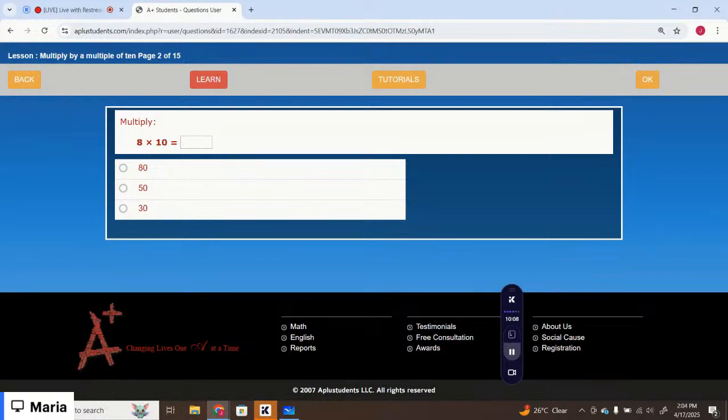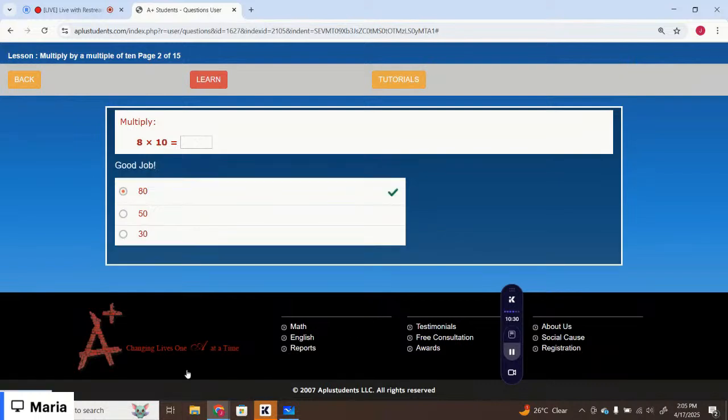Eighty-eight times 10. 8 times 10 is 80. Option number 1 is the correct option. 10 times 8 is 80. Option number 1 is the correct option.